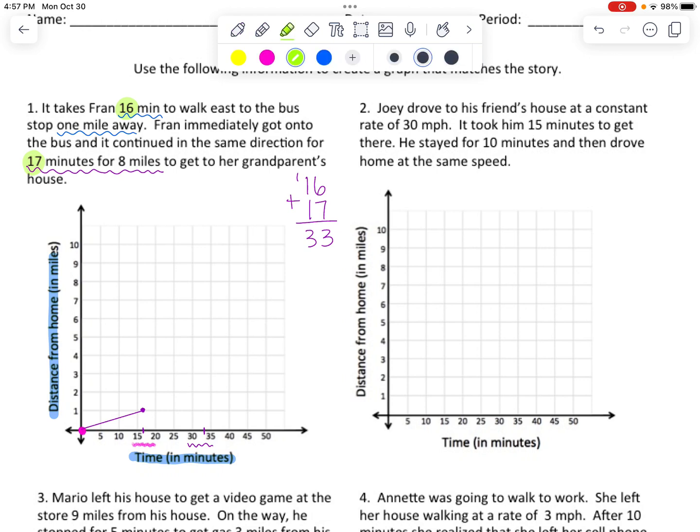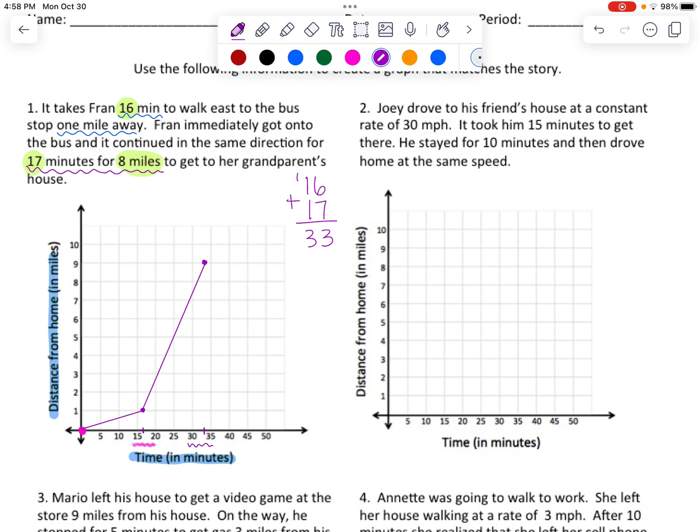Because it's telling us here that she's 8 miles further. Well, we already know that she's 1 mile away, so 1 plus 8 equals 9. So I know that at 33 minutes, she's going to be 9 miles away. So I'm going to put my dot up here. And once again, draw my line as best as possible, connecting those last 2 points. And that's how you do example number 1.